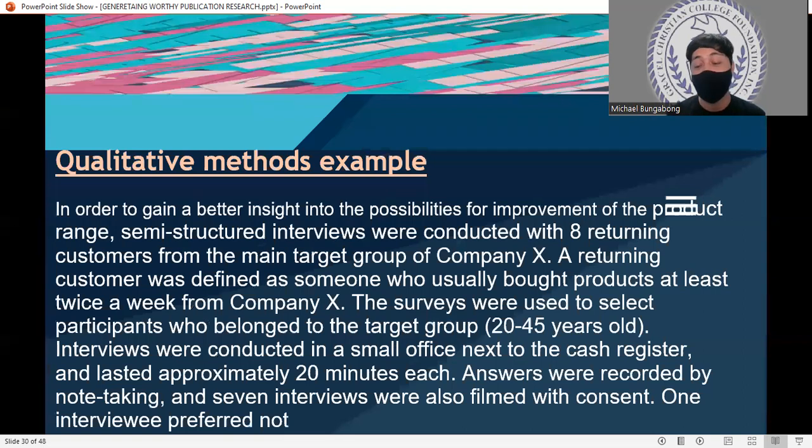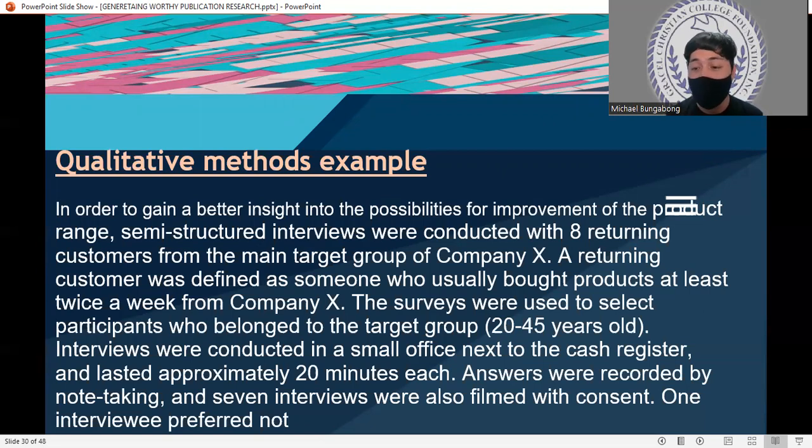So what were we going to do in there? What next? Of course, you have to compute, and you have to get those 350. In order to gain a better insight into the possibilities for improvement of the product range, a semi-structured interview was used. The quantitative data we mentioned earlier is structured. Semi-structured interviews were conducted with 8 returning customers.